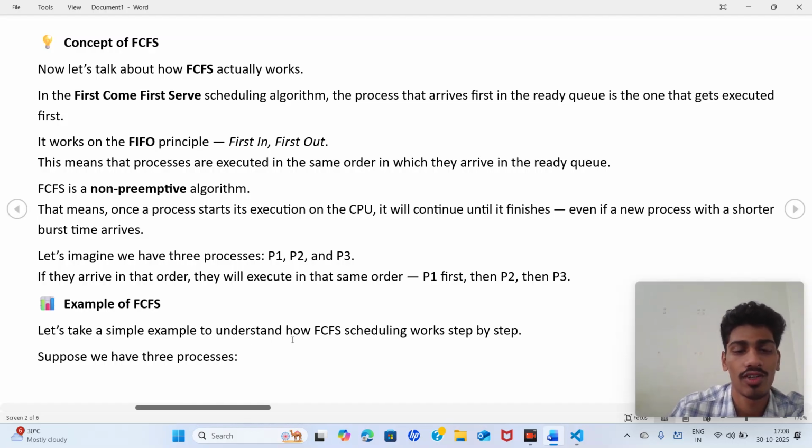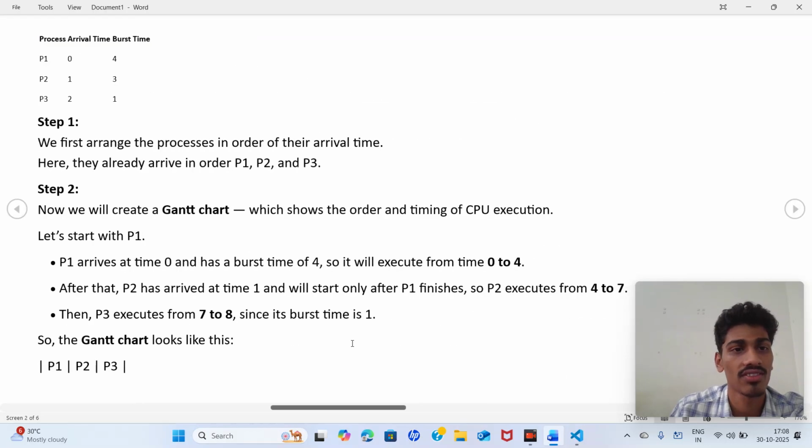Example of FCFS. Let's take a simple example to see how FCFS scheduling works step by step. Suppose we have three processes P1, P2, and P3. They have arrival times 0, 1, and 2, and burst times 4, 3, and 1. Step 1 is to arrange the processes in the order of their arrival time. The one with the least arrival time will come first. Hence they arrive in the order P1, P2, and then P3.